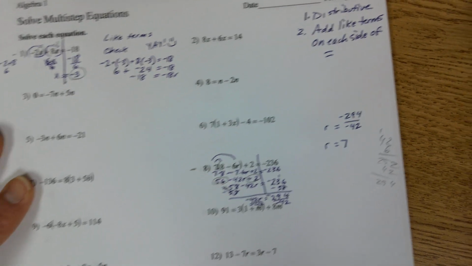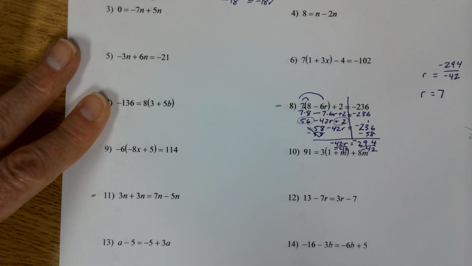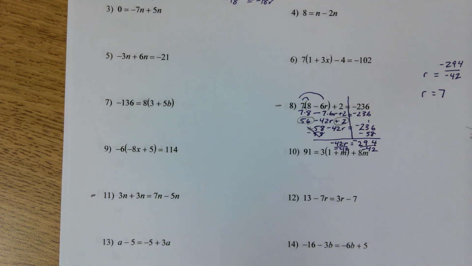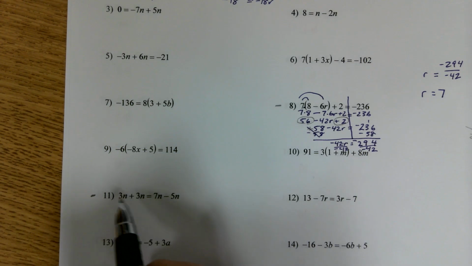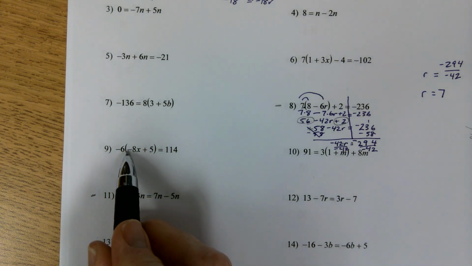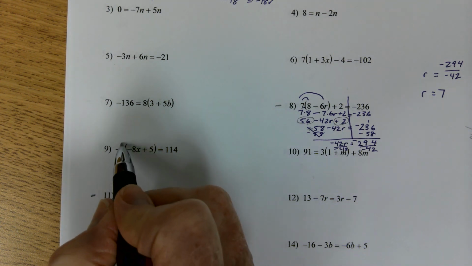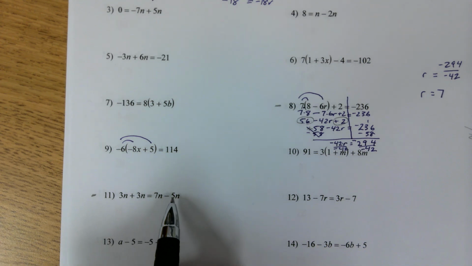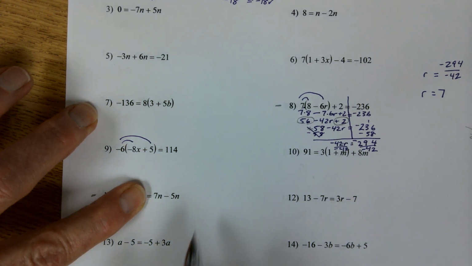This one is different because this one has variables on both sides of the equation. Okay, so number 1, distributive. Yep, no parentheses in this one. This one has parentheses. If I did number 9, yes, I would do distributive. Number 11, no distributive. But I'm going to look at each side of the equation.